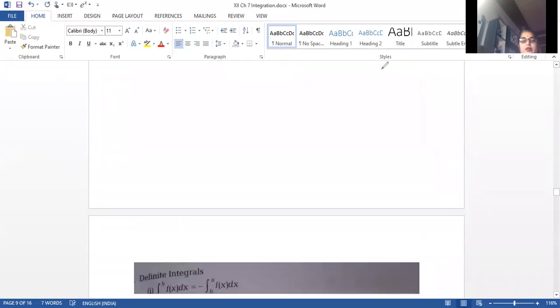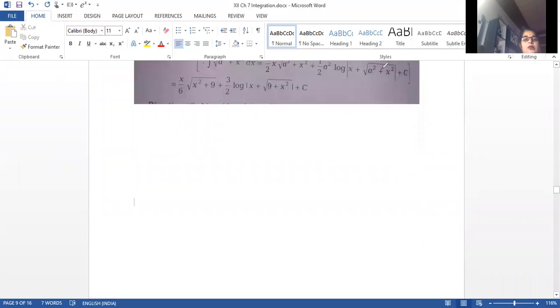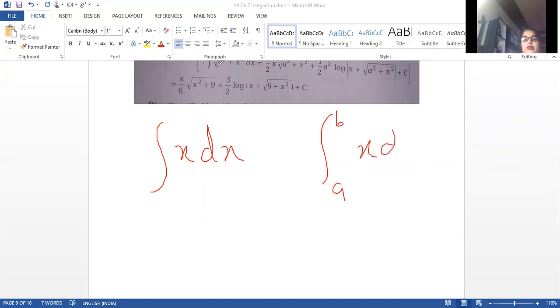Just see what we are having. In indefinite integral, we don't put the limit. We write like x dx. If we are having the function x dx, we write like this. But in definite integral, we specify the limit from a to b, x dx. What does it mean? You get the integral of it.